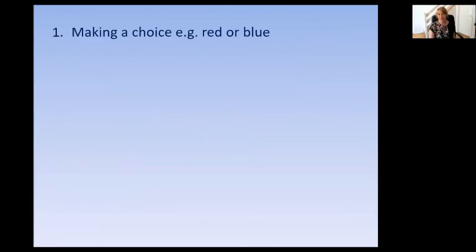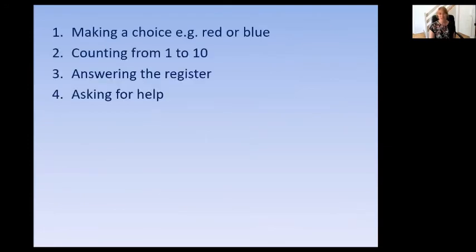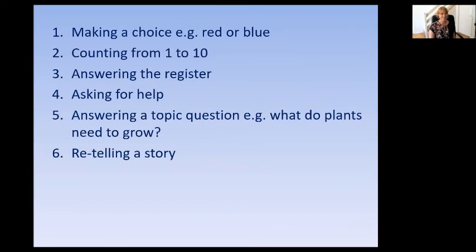Now then, here's our answers, but we might not be exactly right. Just because these are the order that we've ranked them in doesn't necessarily mean it matches for that child. So we would think making a choice, do you want red or blue, as fairly easy. The child may point or just use a single word. So we wouldn't consider that to have a high communication load.